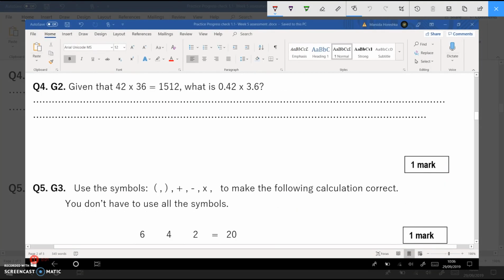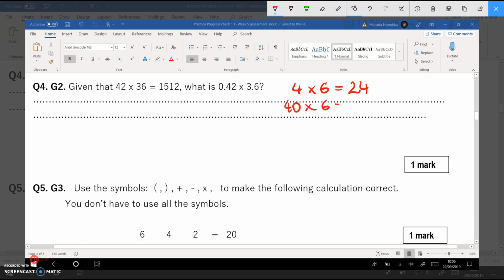Question number 4. Given that 42 times 36 is equal to 1512, what is 0.42 times 3.6? As you can see, the digits remain the same. It's just the decimal point. So to help us with this, I'll go through an example with some easier numbers to work with so that we can see what happens when you change one of the two factors, what happens to the total or the product. So if I take 4 times 6, that is equal to 24.